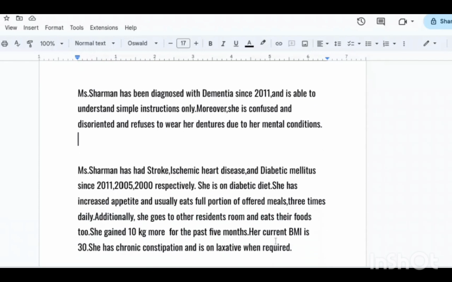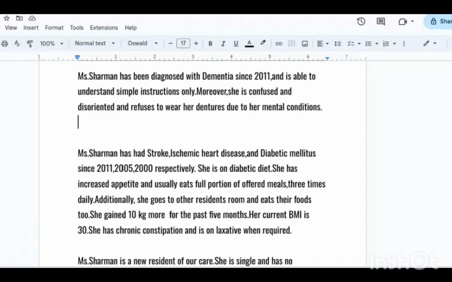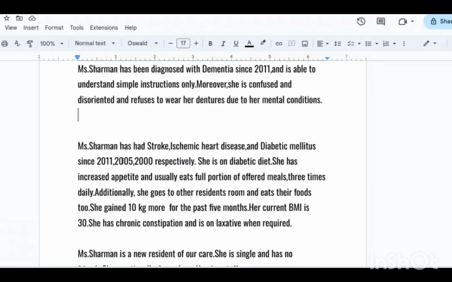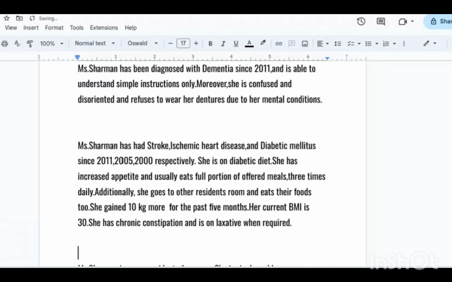Then Miss Sherman has had stroke, ischemic heart disease, and diabetes mellitus since 2011, 2005, and 2000 respectively, and she is on a diabetic diet. She has increased appetite and usually eats a full portion of meals 3 times daily. Additionally, she goes to other residents' rooms and eats the food too. She gained 10 kilograms over the past 5 months, and her current BMI is 30. She has chronic constipation and is on laxative when required. That is absolutely fine when you are writing about the medical condition and her social things.